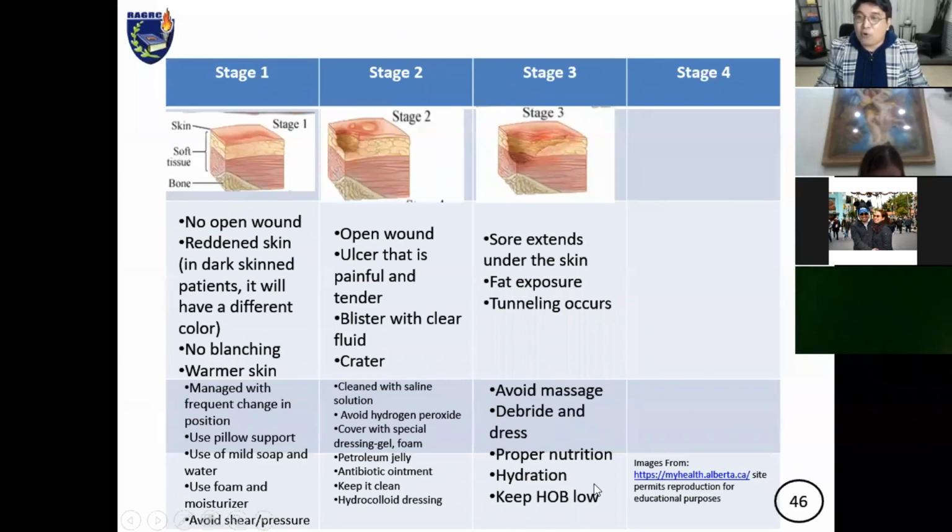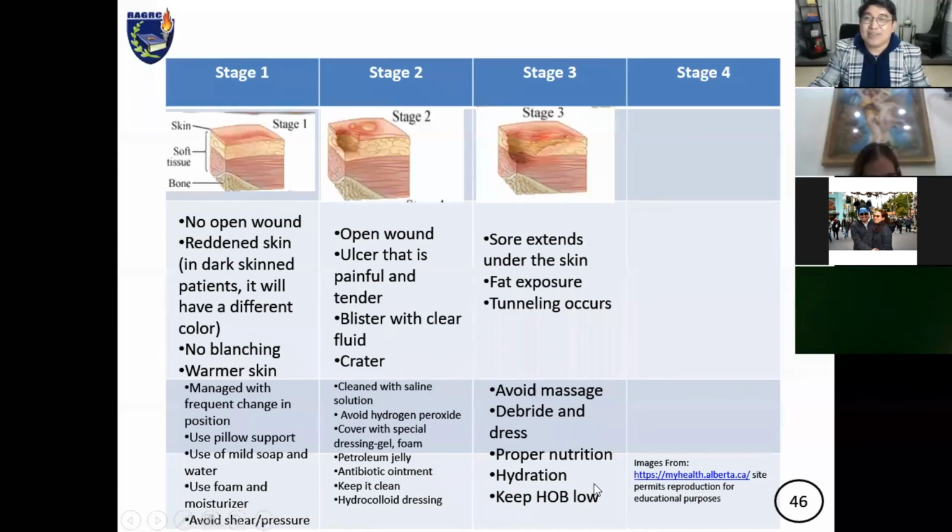In stage 4, take note, you have a deep injury. It affects this time the muscles and would expose now the bones. Okay, look: no wound, stage 1; blister, stage 2; fat exposure, stage 3; bone exposure, stage 4. Okay, remember that. And then, once again, the priority is just to debride and dress.